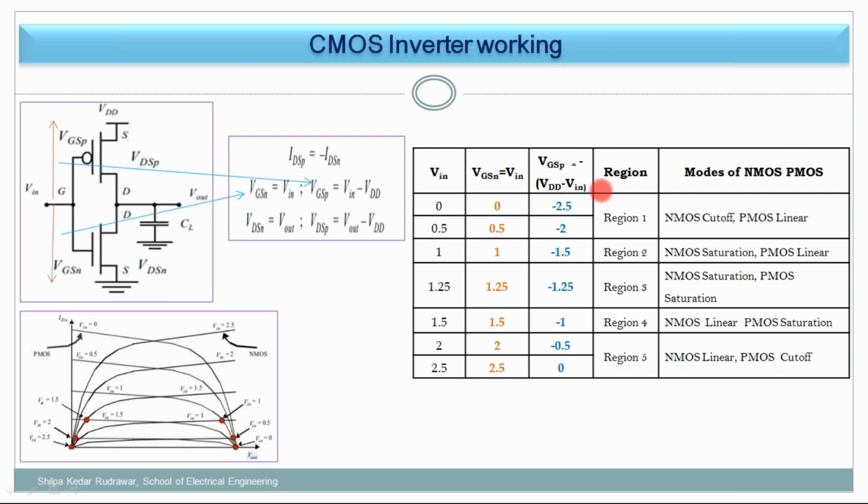Now I am moving toward this point, and this is very important. Here I have written V in. What is V in? I can give V in as 0. Suppose I am considering VDD as 2.5. I can give any value in between to V in.